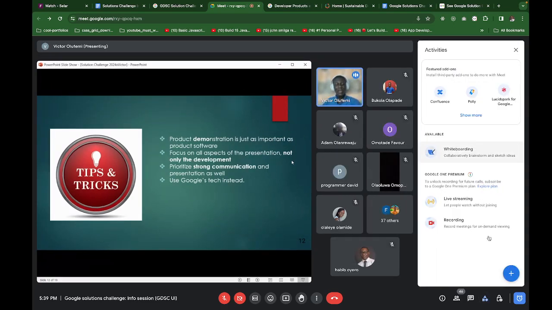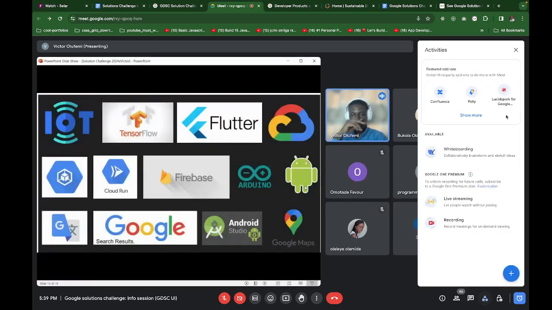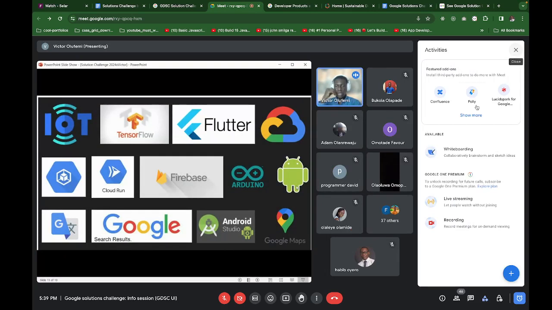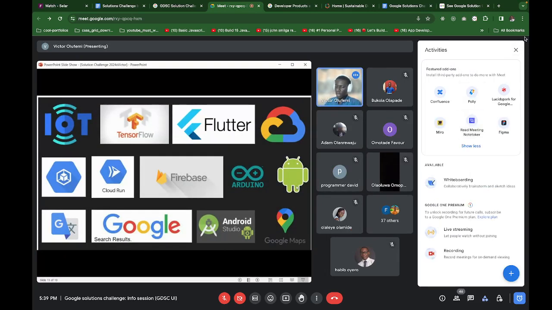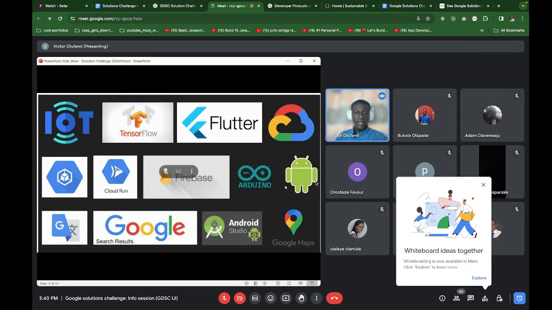So please just try as much as possible to use Google technologies wherever you can. In the next slide, I have a bunch of Google technologies which I leveraged for the last Google Solution Challenge. And trust me, this is not even everything.